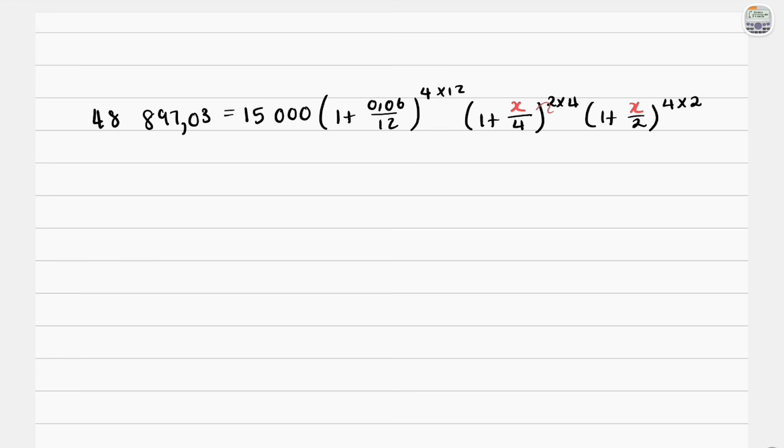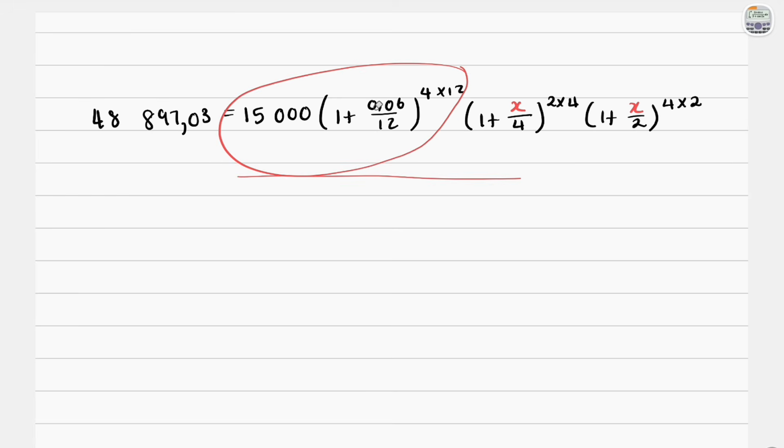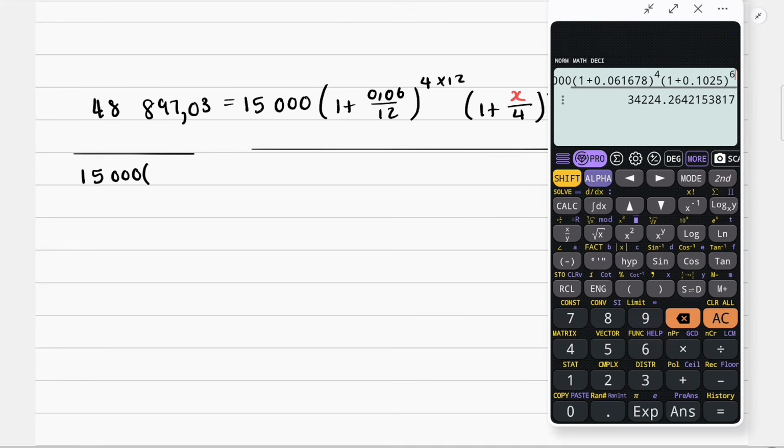So since X is here, and these 2 are also still being multiplied, we can simply get rid of everything here. So we're dividing both hand sides of this equation by all of this. Okay, that will all be numbers, not including X. So divide both hand sides of the equation by, and that is going to be 15,000. I'm just going to put that in decimal form or as a fraction.